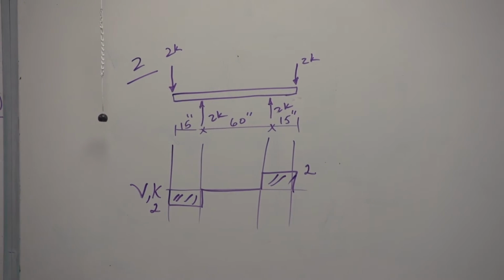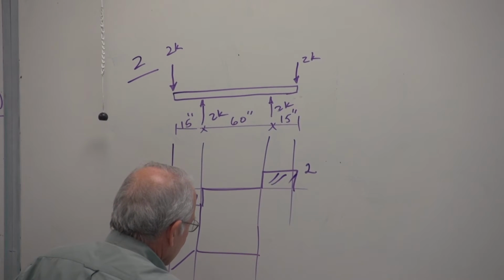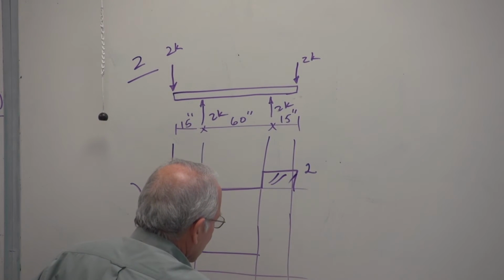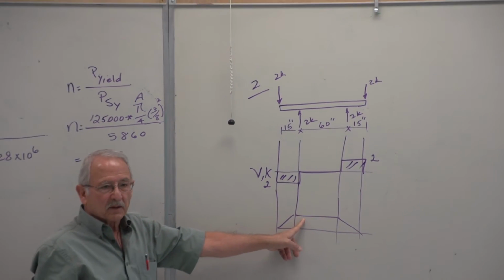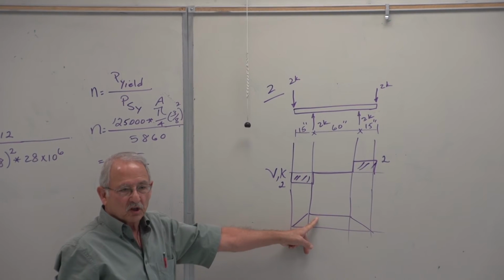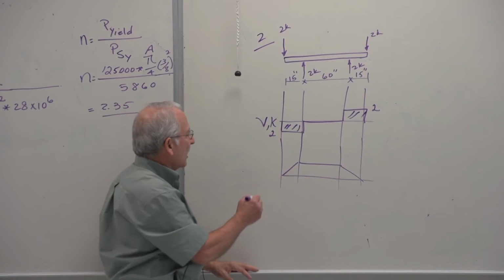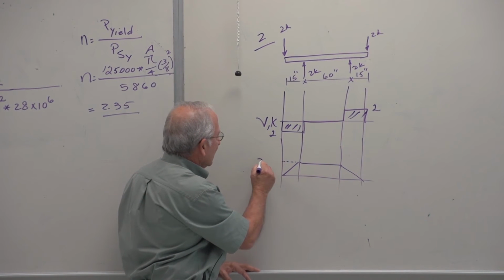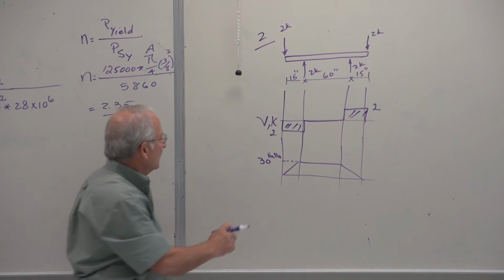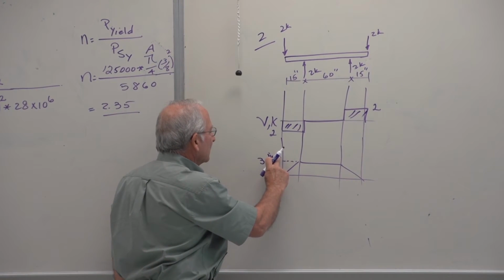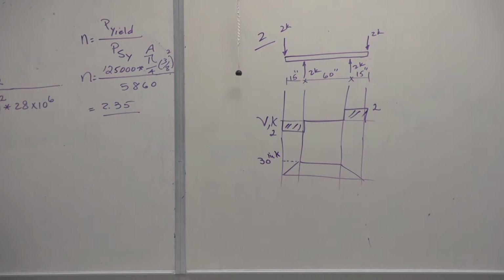The moment diagram looks like this. And its magnitude is equal to the change in the area under the shear diagram. From here to here is 2 times 15. Oh, sorry, inch kips, not inch pound. Inch kips. So it's 30.